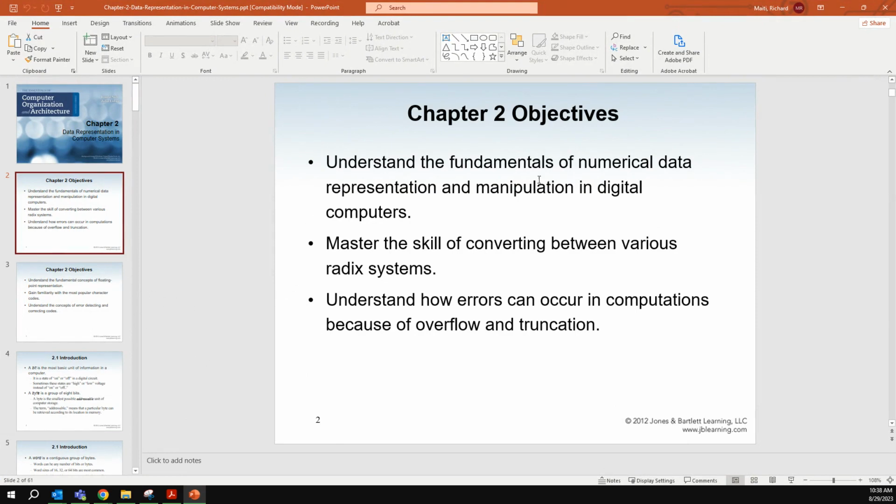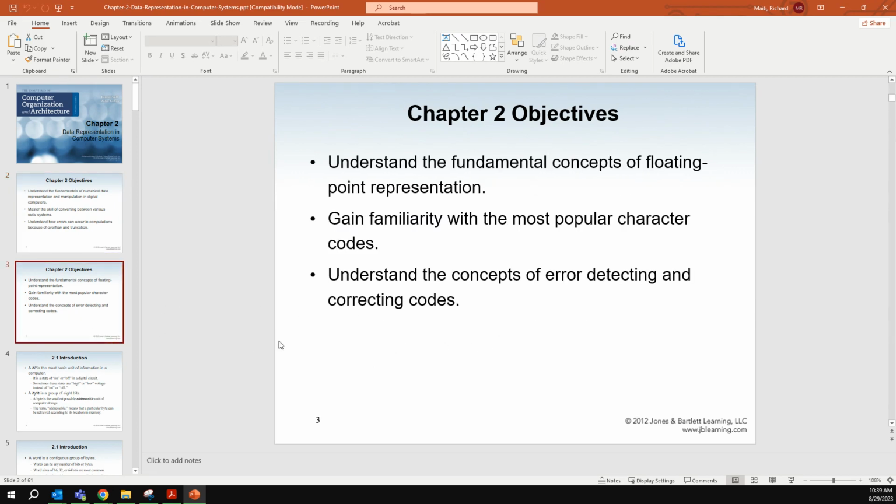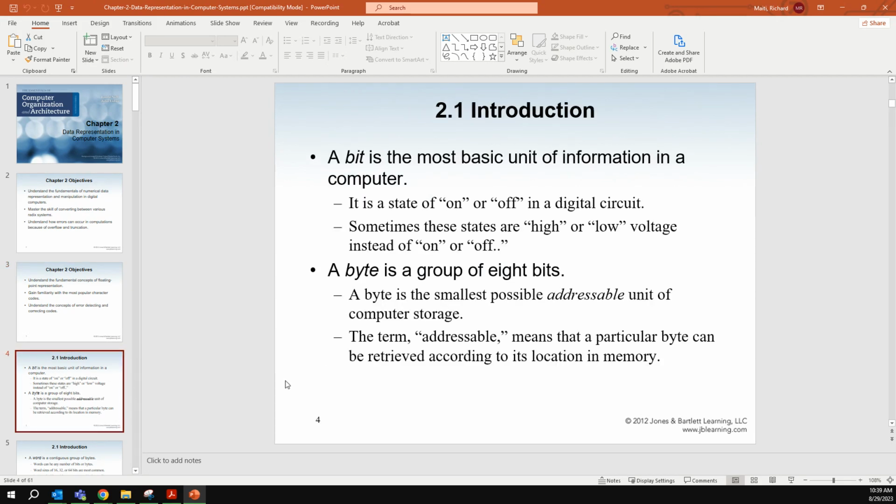We're going to understand the fundamentals of numerical data representation and manipulation in digital computers. Master the skill of converting between various radix systems. Understand how errors can occur in computation because of overflow and truncation. Understand the fundamental concept of floating point representation. Gain familiarity with the most popular character codes. Understand the concept of error detecting and correcting codes.